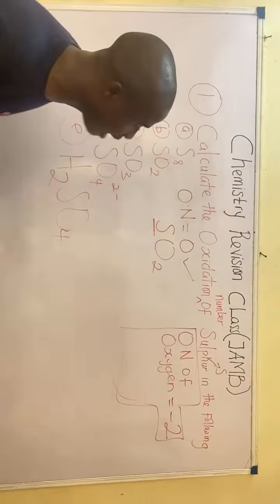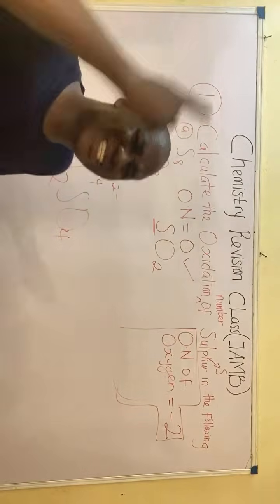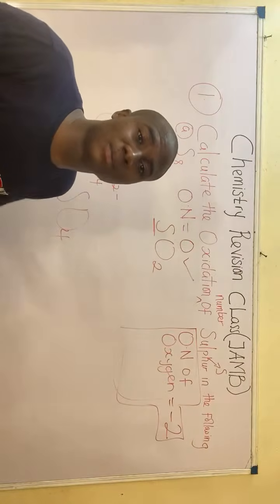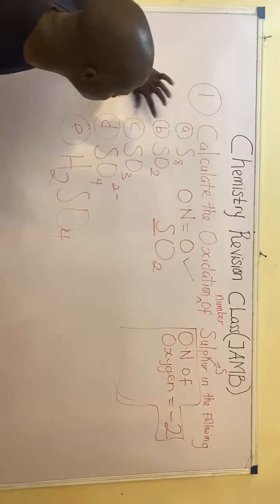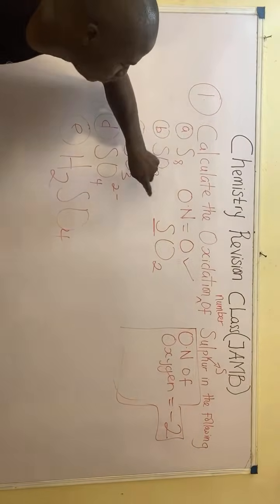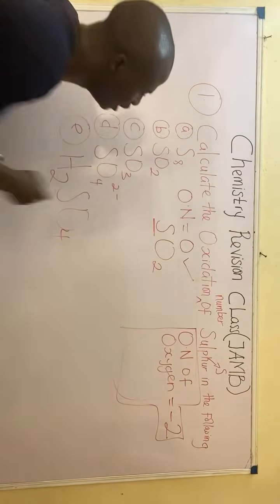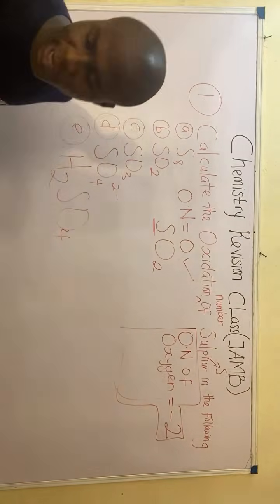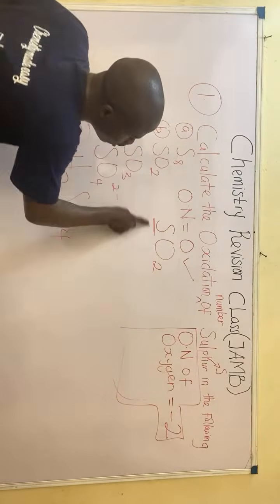And if you observe, this is a compound. SO2 is a compound. So the first step, because there are various steps, but I'm going to solve them. Now if you observe, B is looking like C. So if you can actually solve B, then you'll be able to provide the answer for C for me. So what becomes the oxidation number of sulfur here? What becomes the oxidation number of sulfur, class?